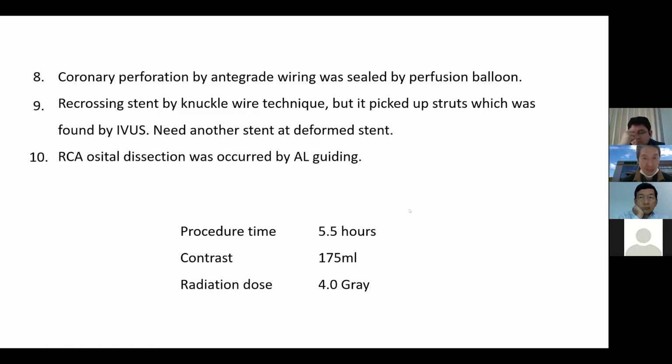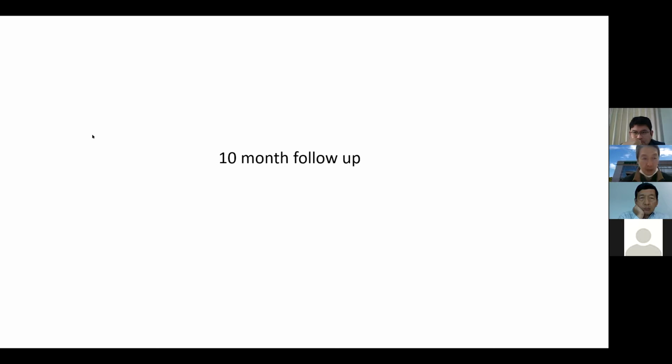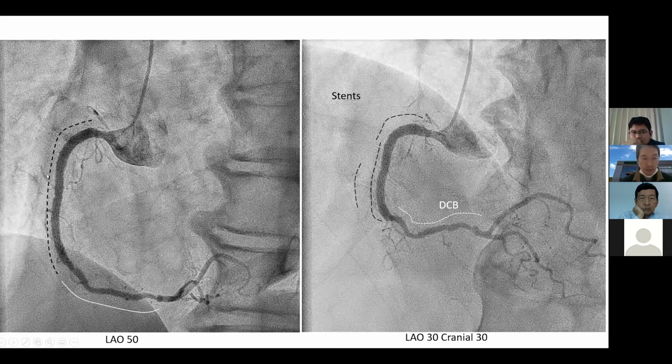So this is the 10 months follow up. The stent was patent here, but I lost the RV branch. But the RV is collateralized from the left system. So this distal part is the DCB part. It's not bad. This is the AP cranial double stent, DCB part.